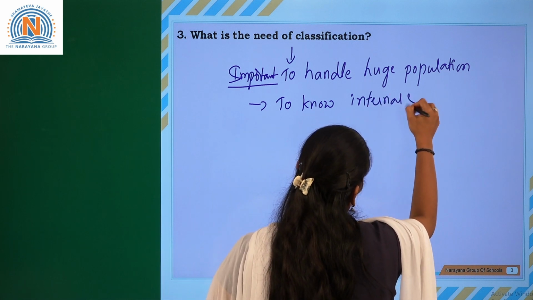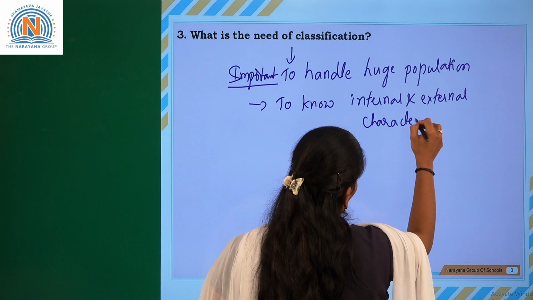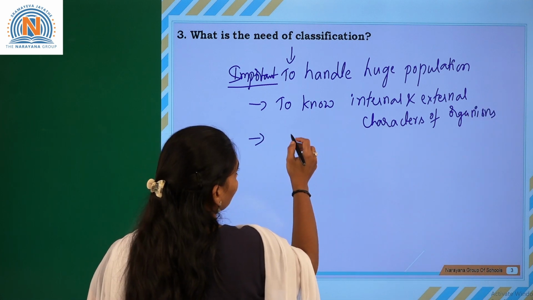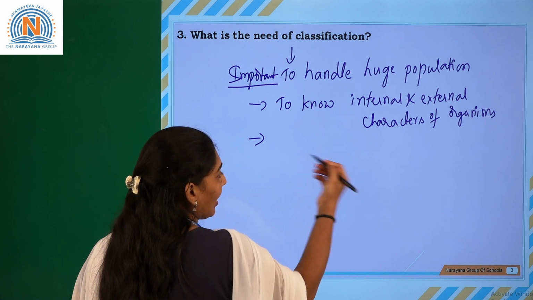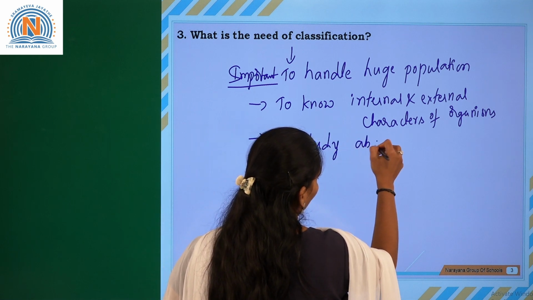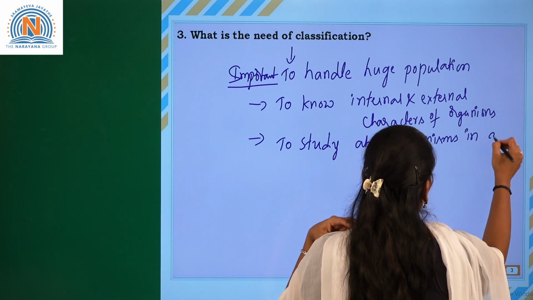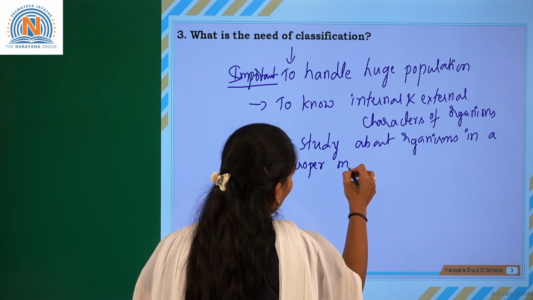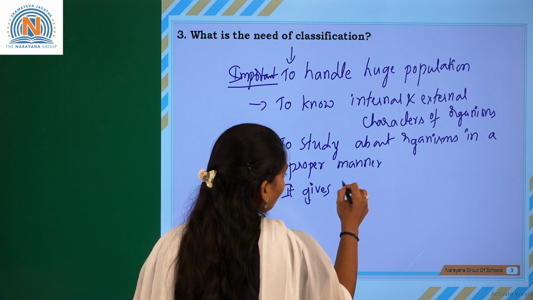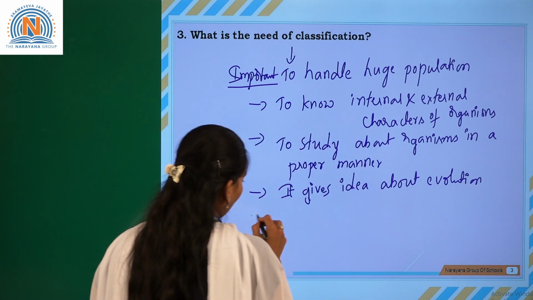One thing, it is very important to know internal and external characters of organism. Internal and external characters of this organism, we can study in a proper manner, to study about organisms in a proper manner, where it gives idea about evolutionary changes, how these organisms are raised and all.